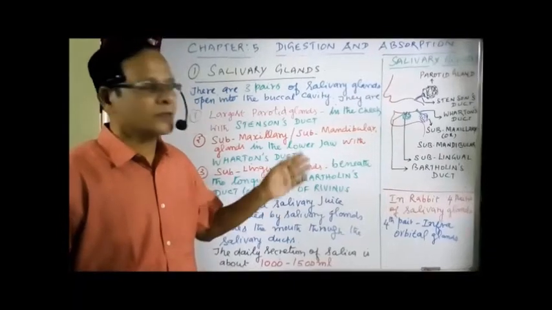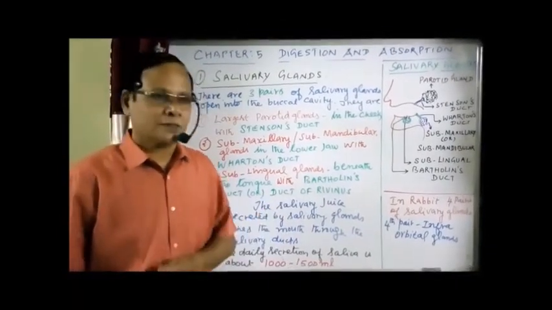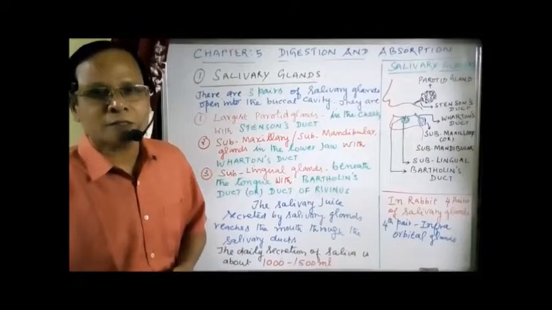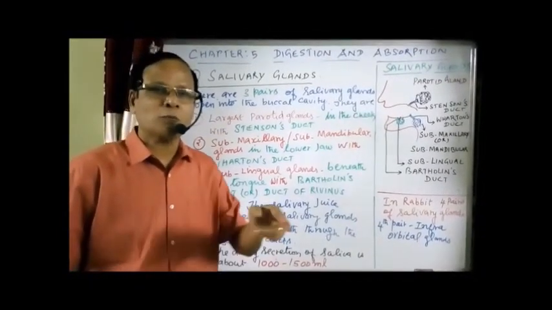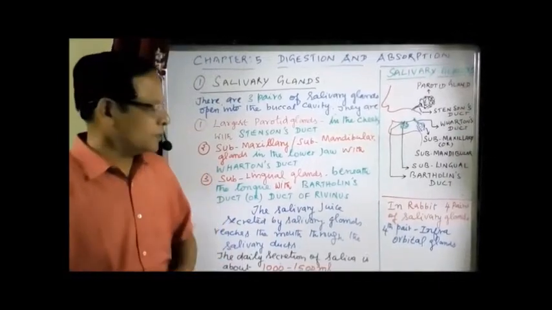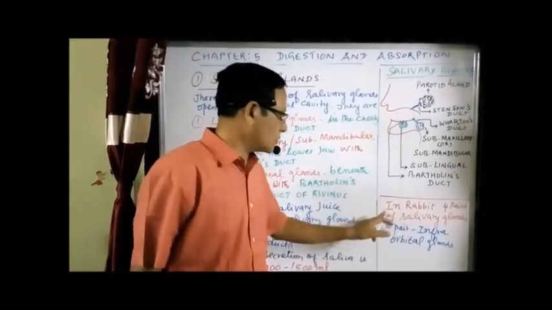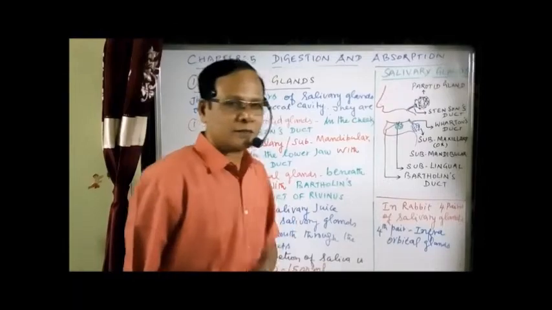Now let's see the salivary glands, the first digestive glands. The salivary glands are three pairs in human beings. That means there are three pairs of salivary glands open into the buccal cavity. But in the case of rabbit, there are four pairs of salivary glands.